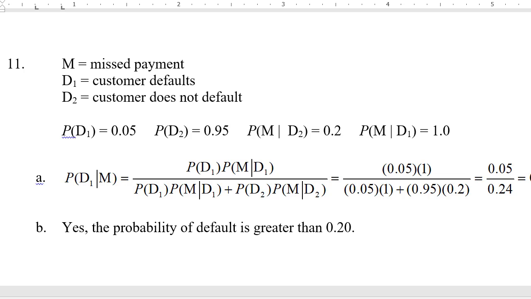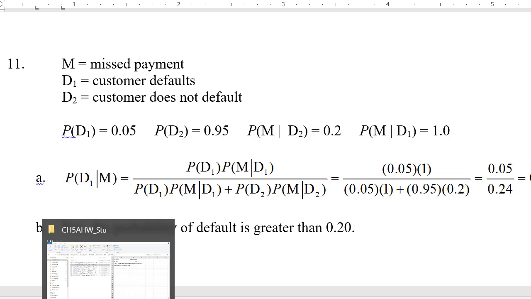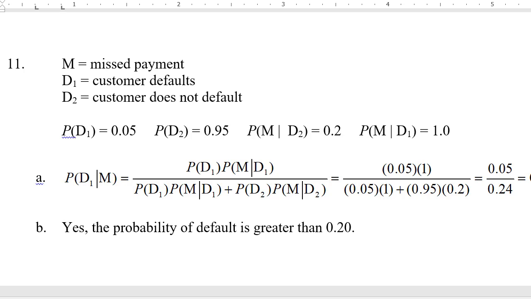The bank would like to recall its credit card if the probability the customer will default is greater than 0.2. Should the bank recall its credit card if the customer misses a monthly payment? The answer is yes, because it's greater than 0.2. Just barely, but yes. That's what I was looking for there. And that's a review of the problems for the first part of Chapter 5.